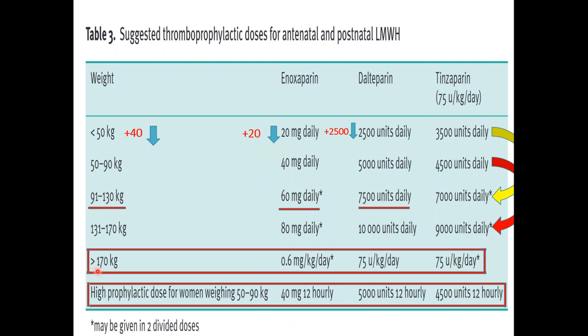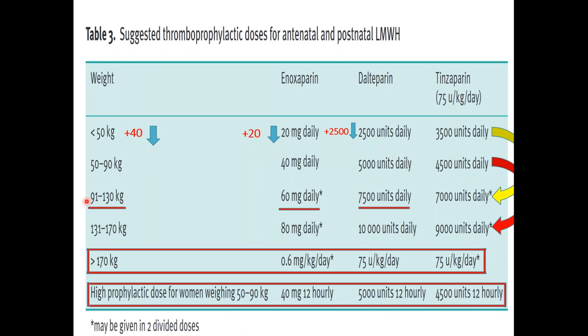If the weight is more than 170 kilogram, enoxaparin is 0.6 milligram per kilogram per day, dalteparin is 75 units per kilogram per day, and tinzaparin is also 75 unit per kilogram per day. In case of the high prophylactic dose for women weighing 50 to 90 kilogram, enoxaparin is 40 milligram 12 hourly, dalteparin 5,000 unit 12 hourly, and tinzaparin is 4,500 unit 12 hourly.